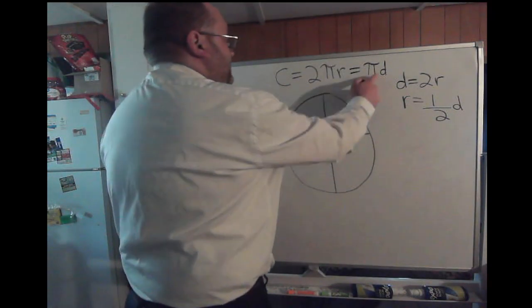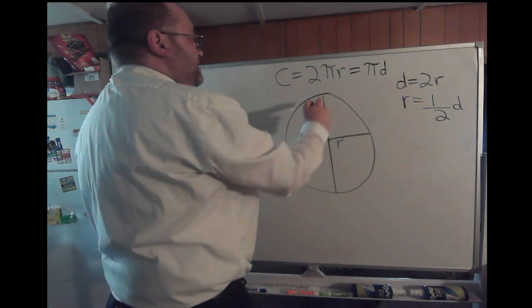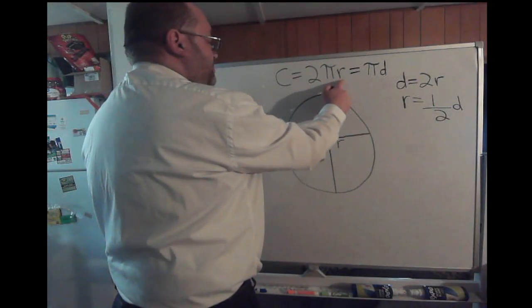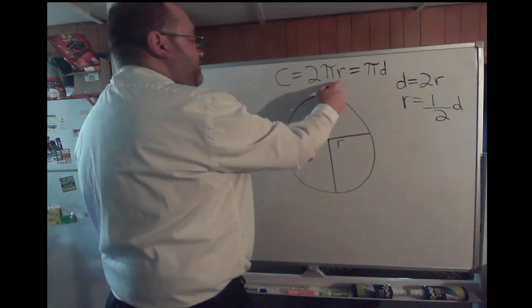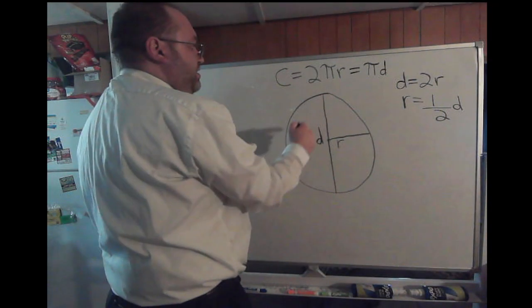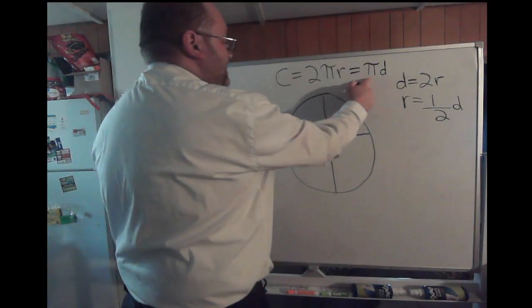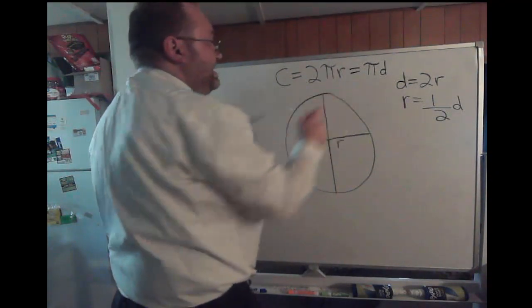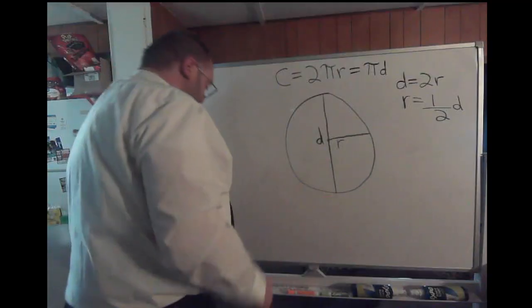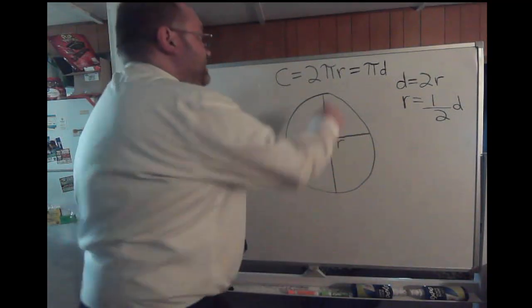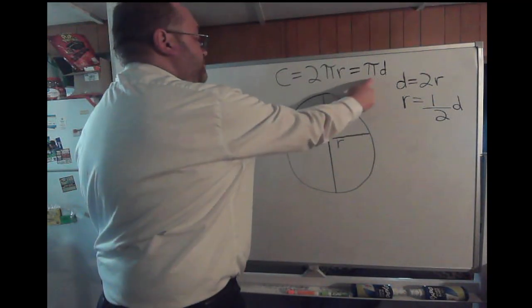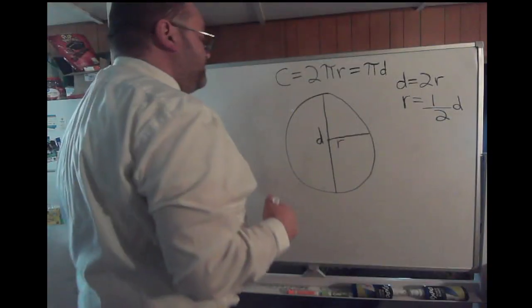The reason pi times the diameter works is because you have 2 times r in your circumference formula. If you use the 2 pi r, well, 2r, that's the diameter. Therefore, pi times the diameter works. So you can use either of these two formulas to find the circumference of a circle.